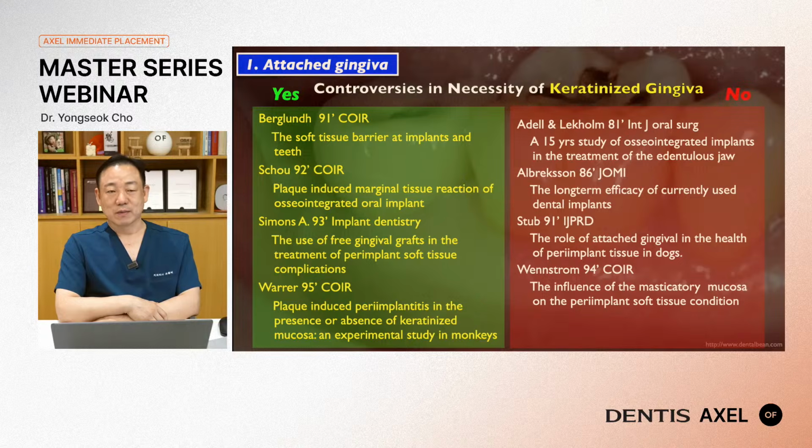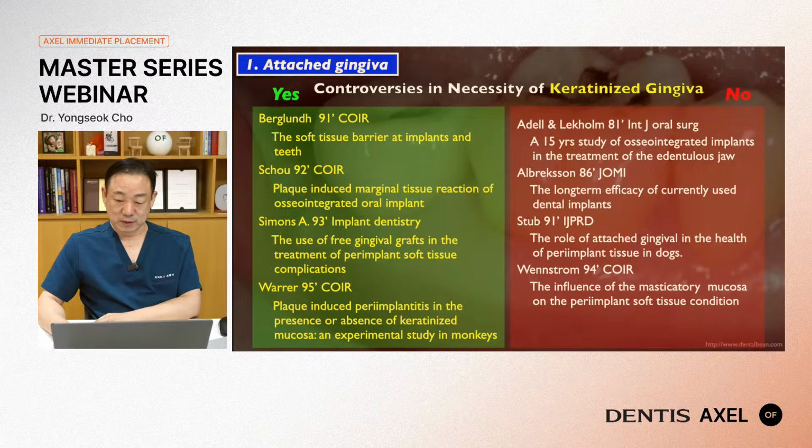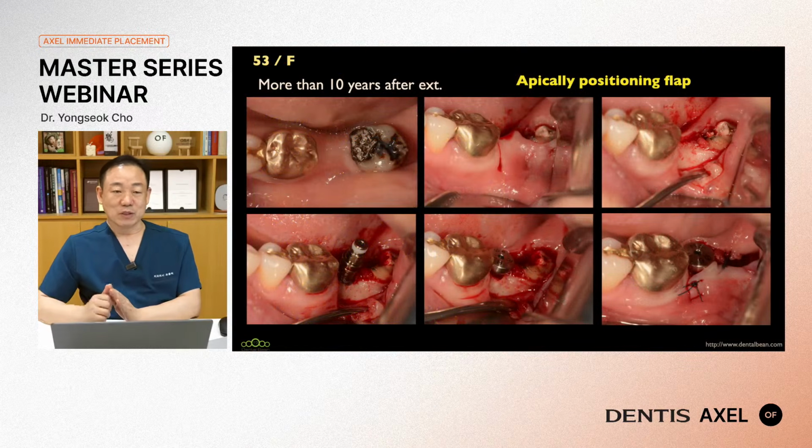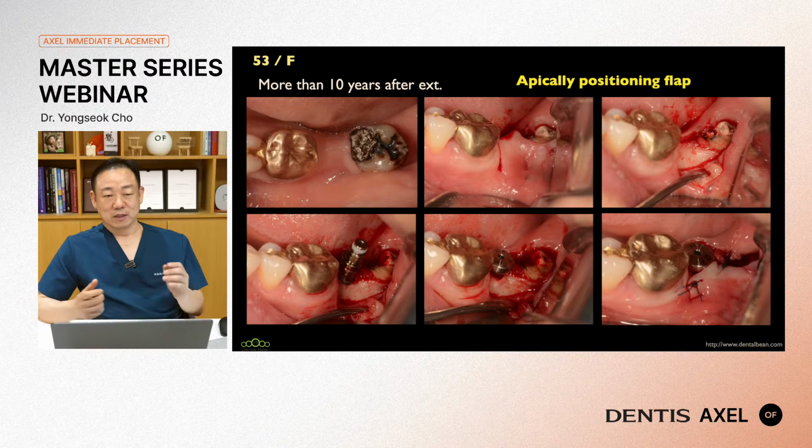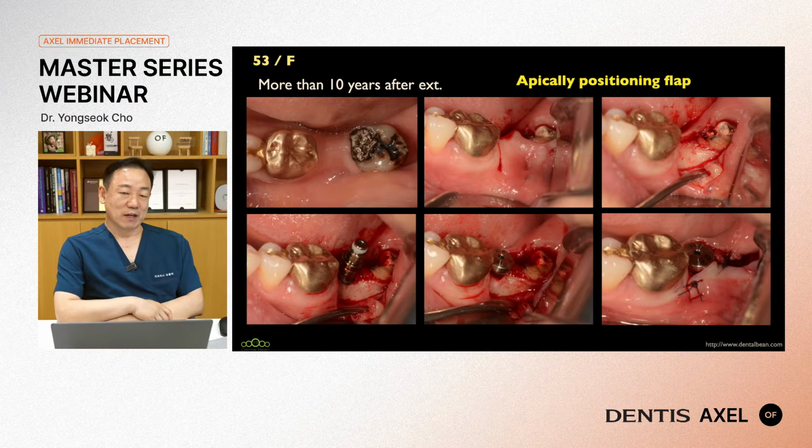Sometimes I do some special maneuver to increase the attached gingiva. However, sometimes I omit increasing attached gingiva. When I plan to increase the keratinized tissue, there are several ways. The simple one is the apically positioned flap. This is simple and effective. With a simple flap design, doing an apically positioned flap increases keratinized tissue.